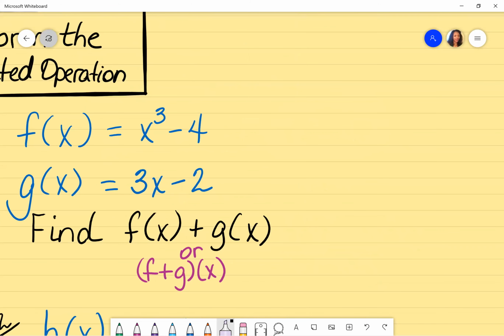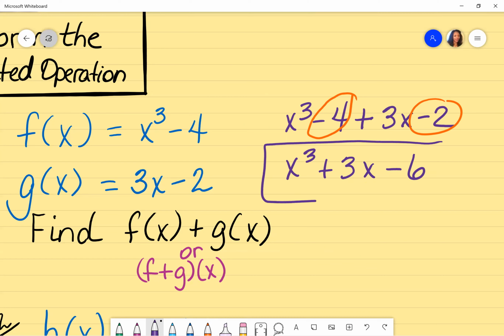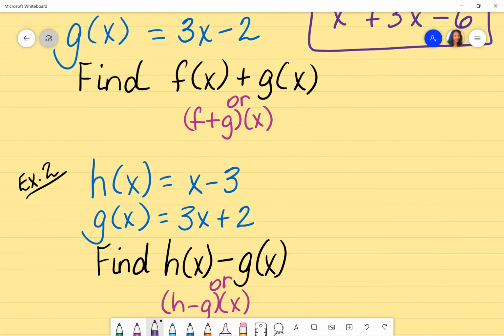So let's do that. We are going to take here x cubed minus 4, which is f of x. We're going to add it to 3x minus 2. Now, when I'm adding, I don't necessarily have to use parentheses. There's no reason to. Now I just want to look for like terms. I see that I have a -4 and a -2. So once I combine them and put everything in standard form, my final answer is x cubed plus 3x minus 6. No factoring needed. No other simplifying is necessary.